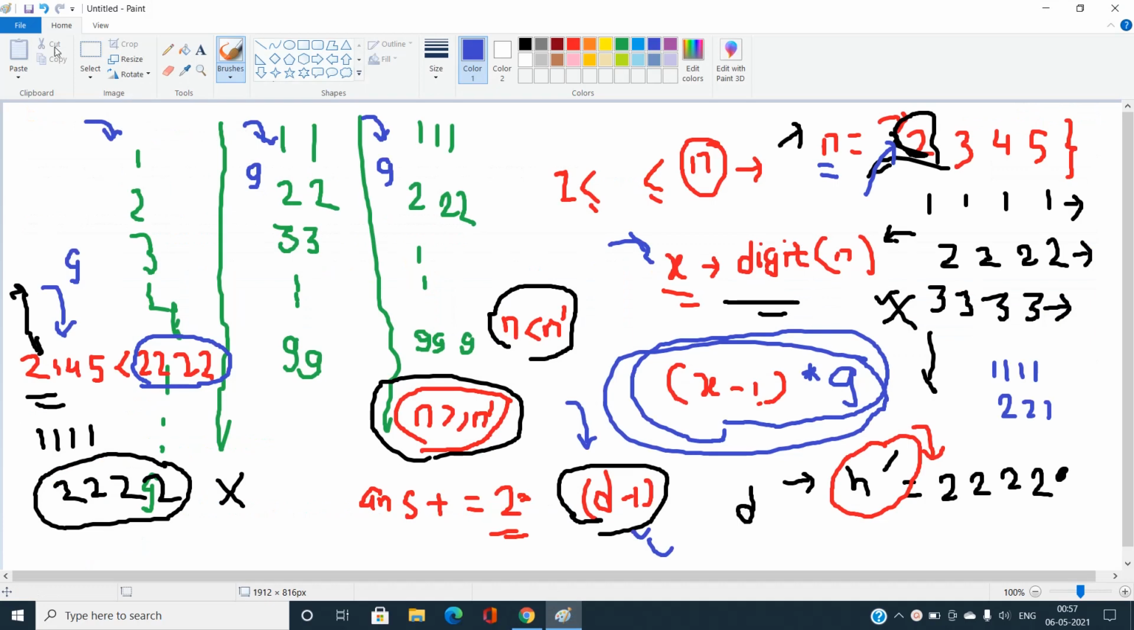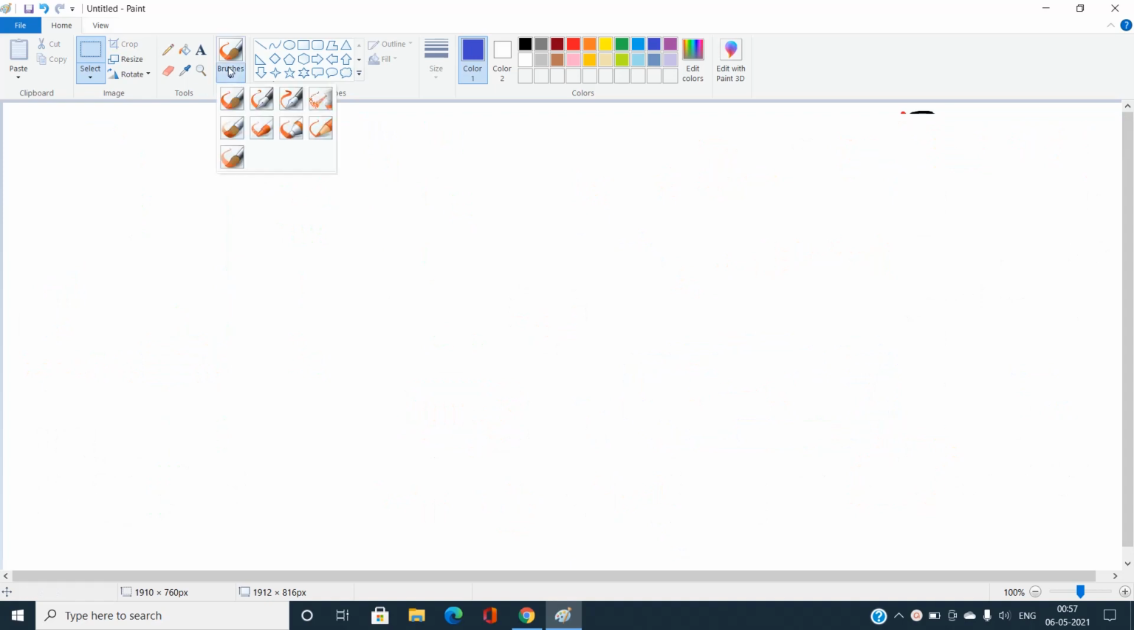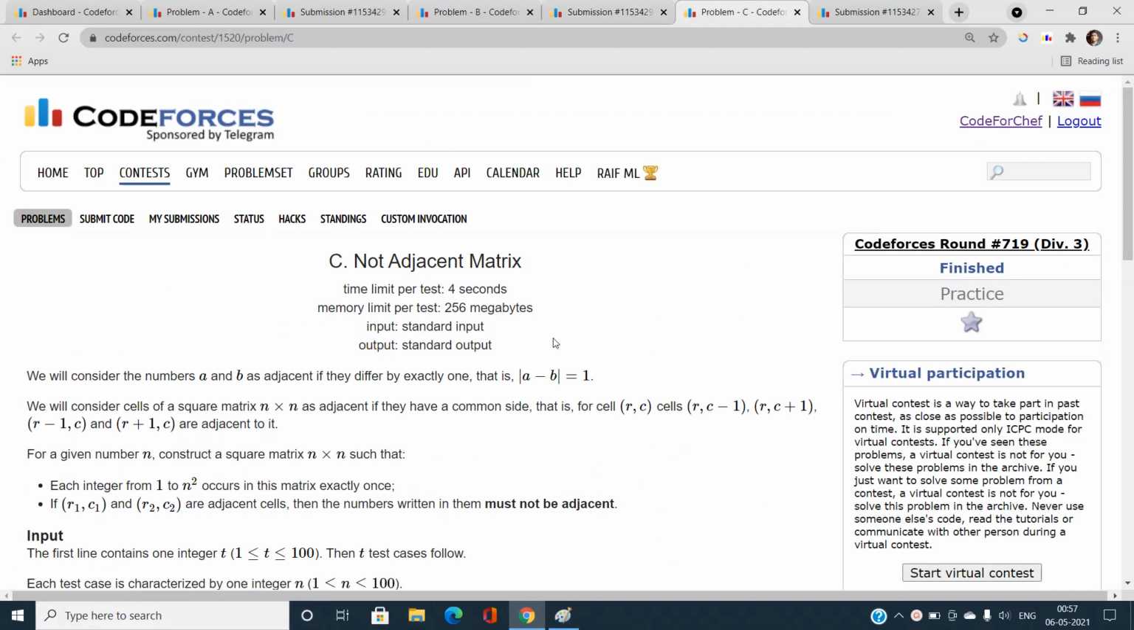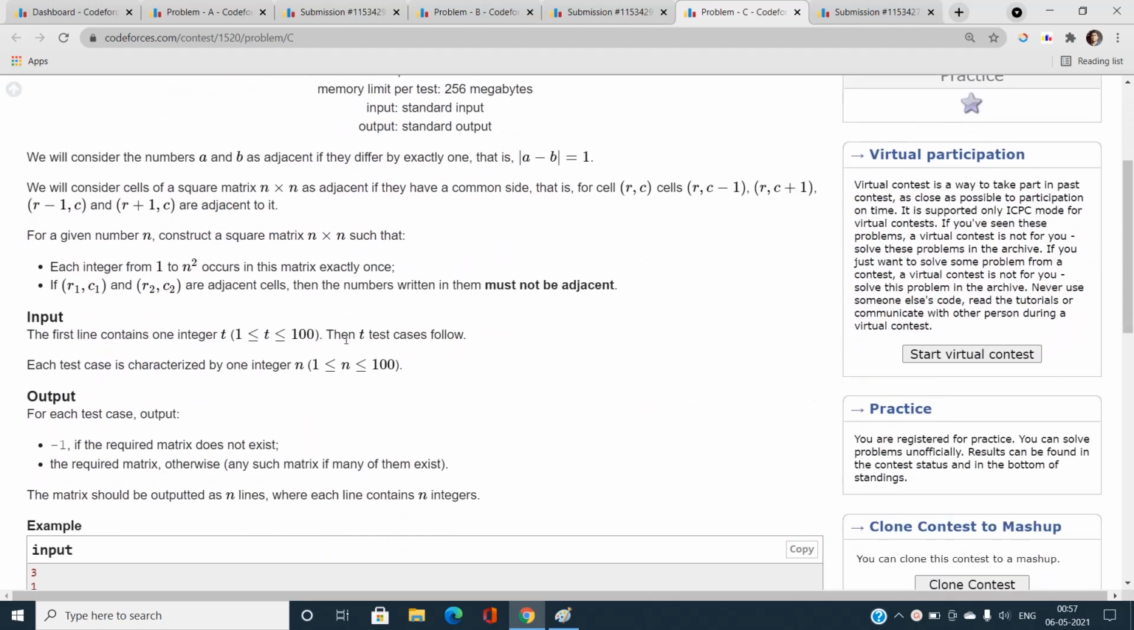Now I'm going to discuss the solution of the C part of this contest, the non-adjacent matrix. We consider the numbers a and b as adjacent if they differ by exactly 1, that is, the absolute value of a minus b is 1. We have been given a square matrix n into n, and cells are adjacent if they have a common side.